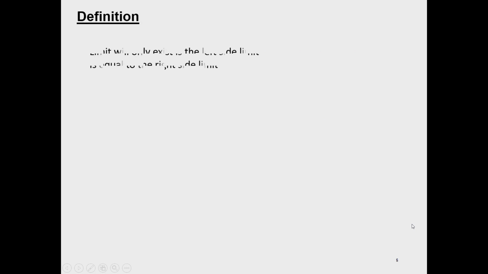So let's talk about the definition. A limit will only exist if the left-side limit equals the right-side limit. So this is what we have said. Both sides must be the same in order for the limit to exist. And in general, this is how we write.